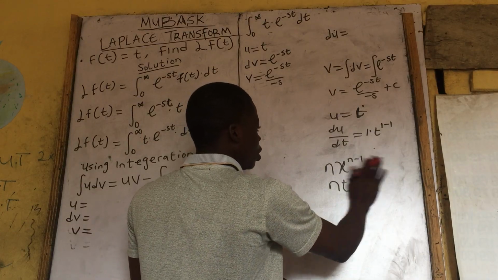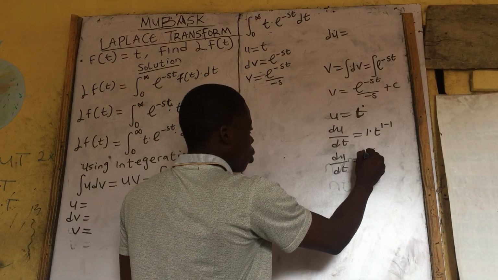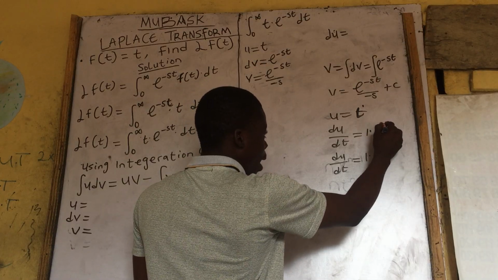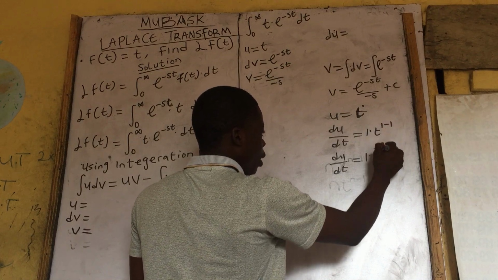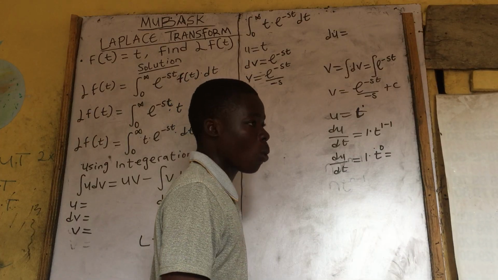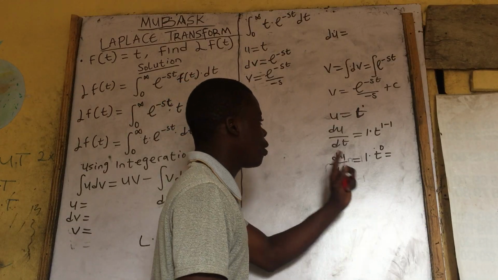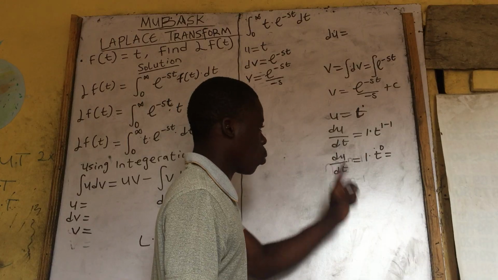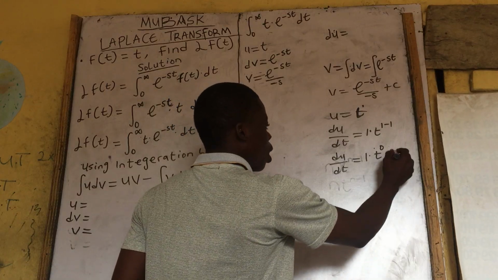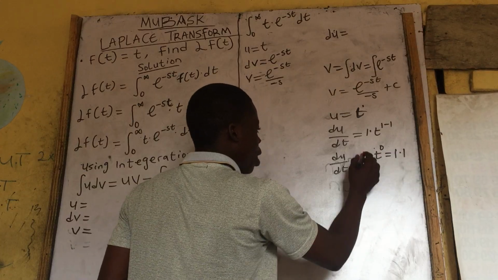So since our du all over dt is equal to 1 times t raised to power 1 minus 1, 1 minus 1 gives us 0. From the zero law, any number or any value raised to power 0 will give us 1. So t raised to power 0 will give us 1. So 1 times 1 will give us 1.